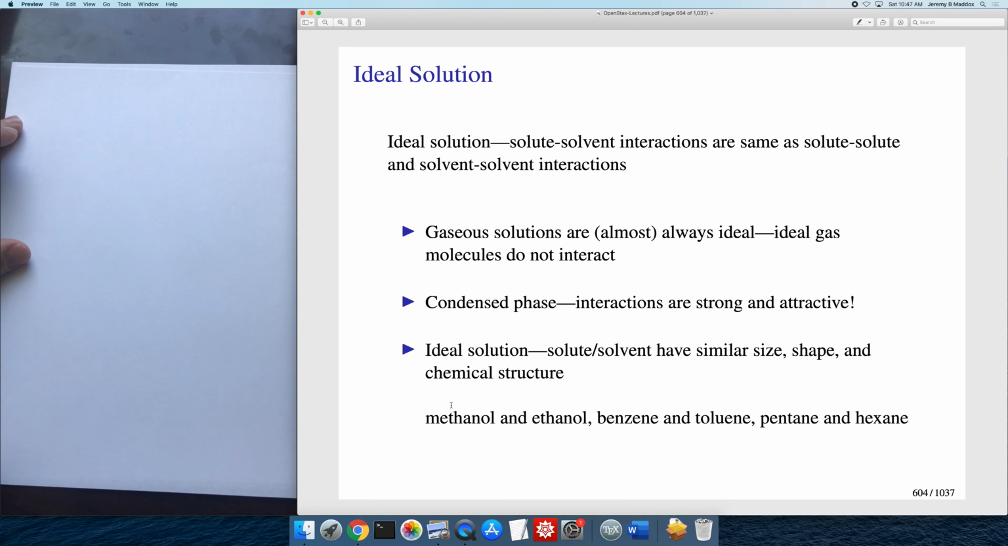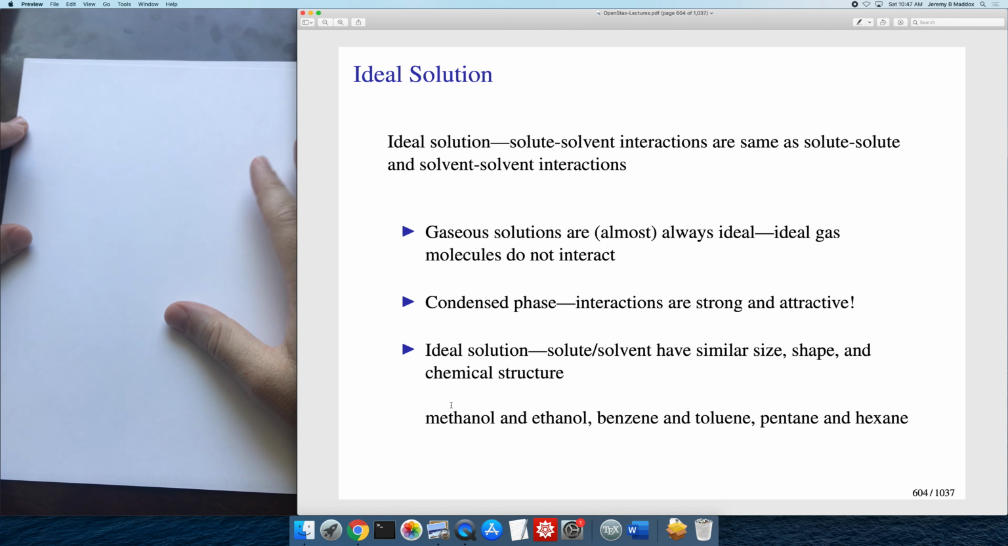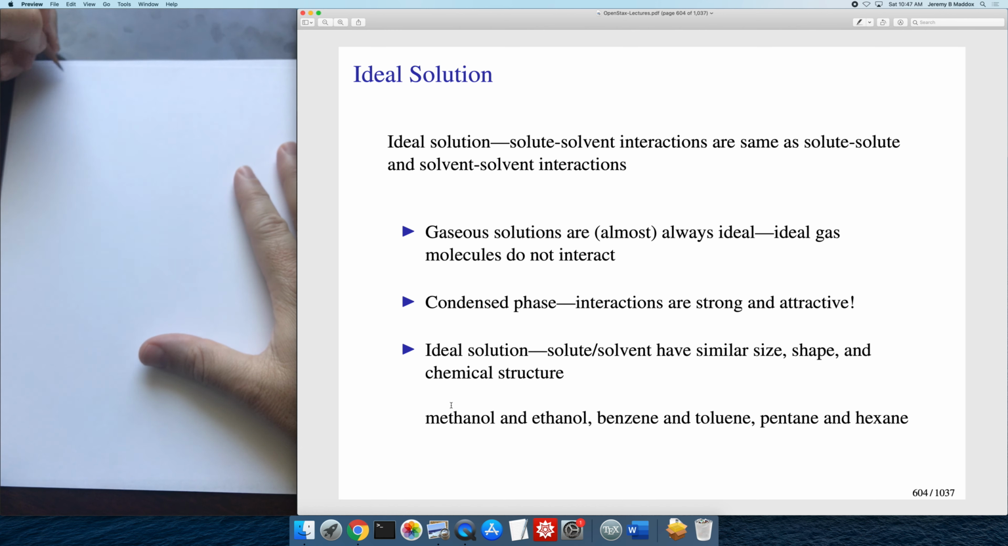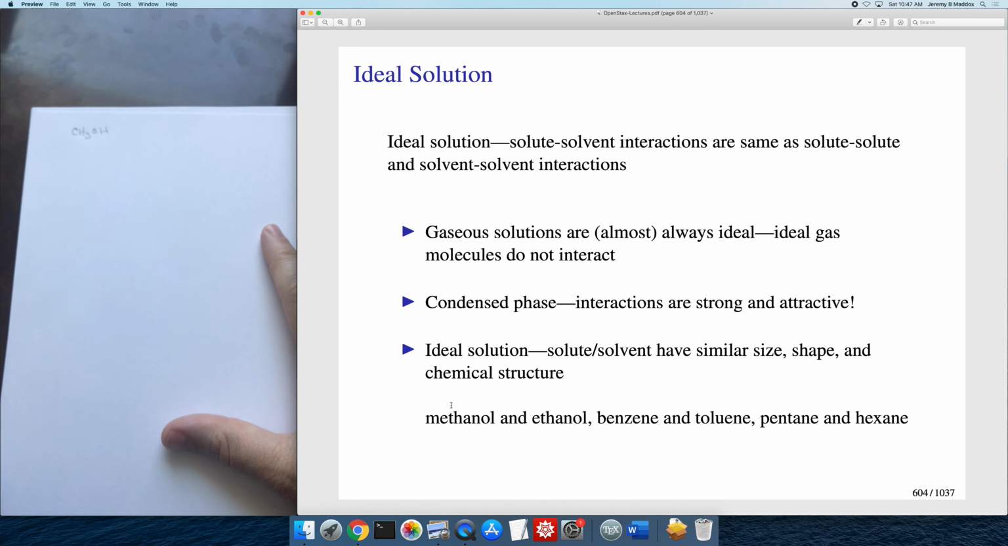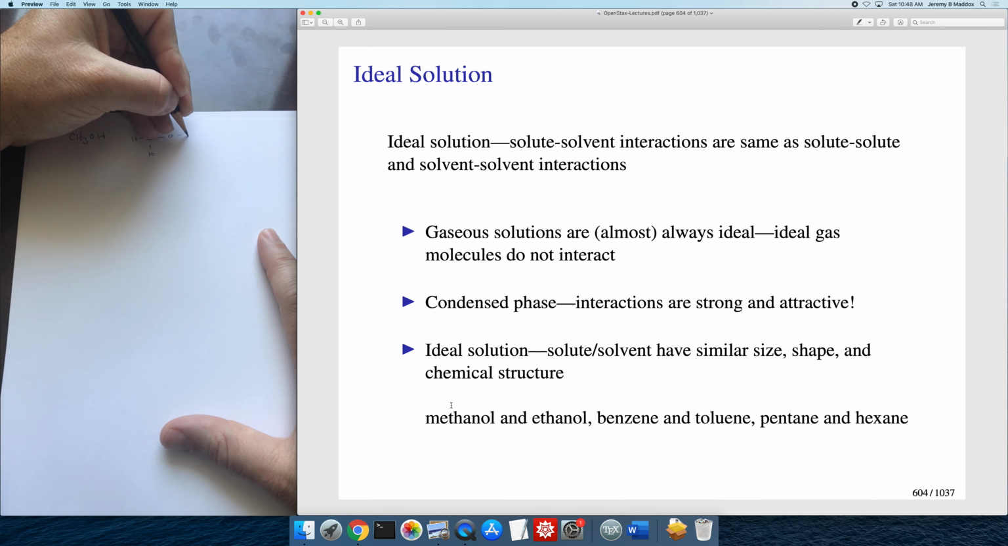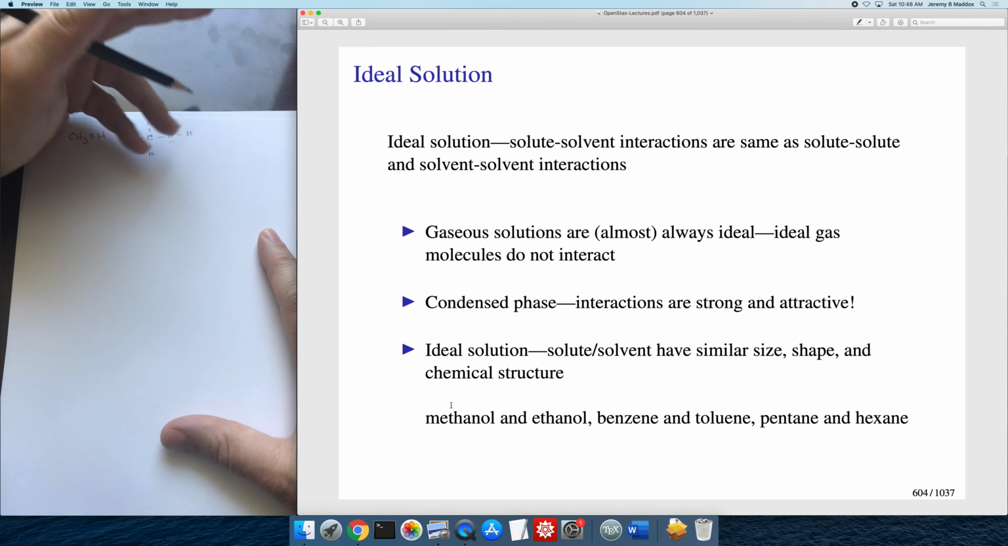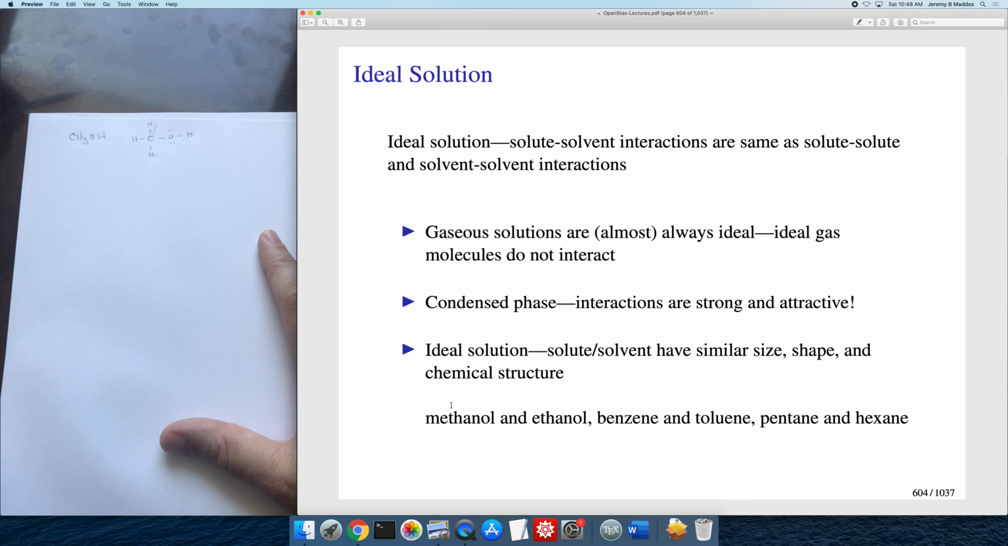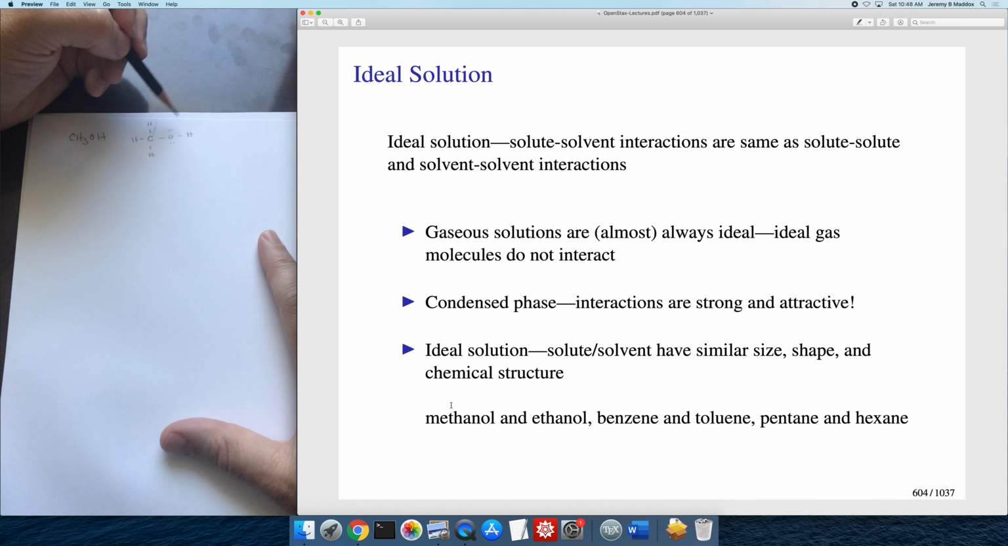So methanol and ethanol, these are both alcohols. So methanol has the formula CH3OH, and its chemical structure, the structural formula, looks like this. So this is not a hydroxide compound, it is an alcohol. What makes it an alcohol is it has a carbon, OH.